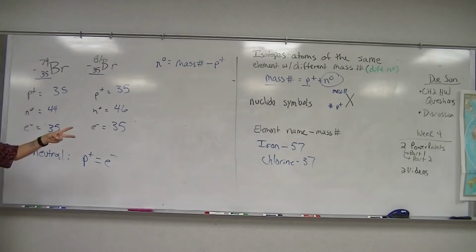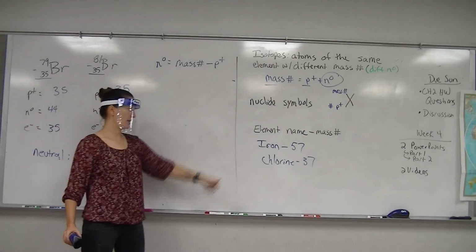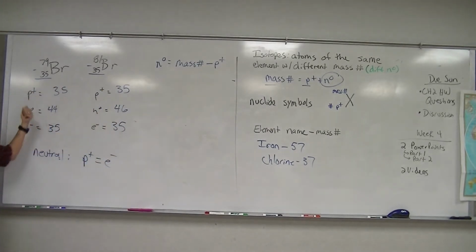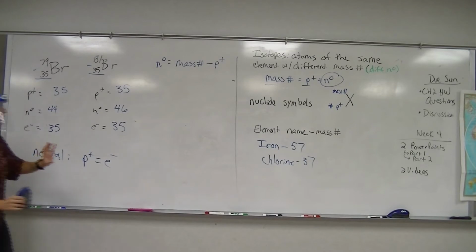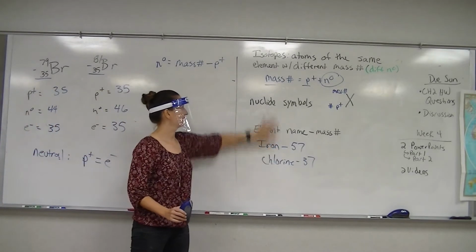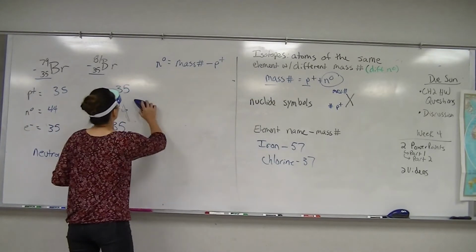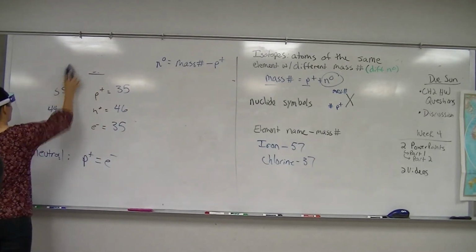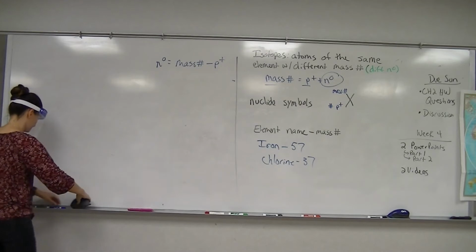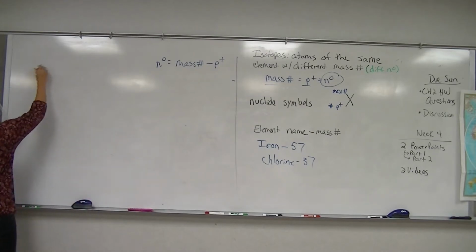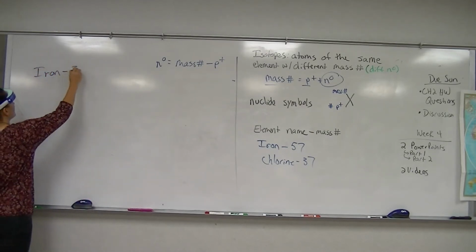So what we're going to do with the two examples I have written here is we're going to do the same thing. We're going to figure out the protons, neutrons, and electrons, but we're also going to write the nuclide symbol. So we can now practice transforming this into this. All right. So we'll start with iron 57. So let's start by writing the nuclide symbol.